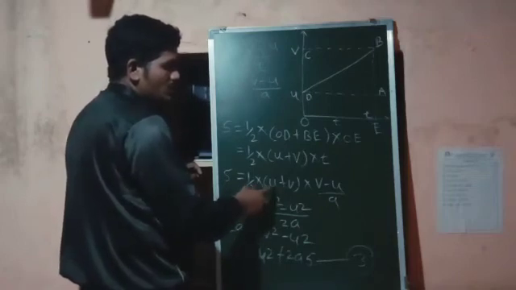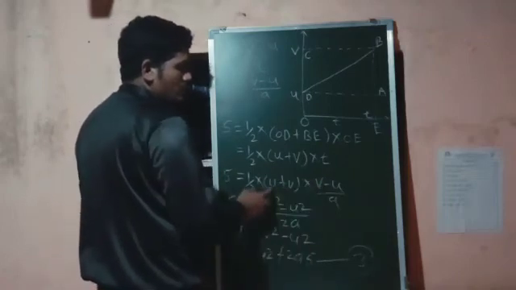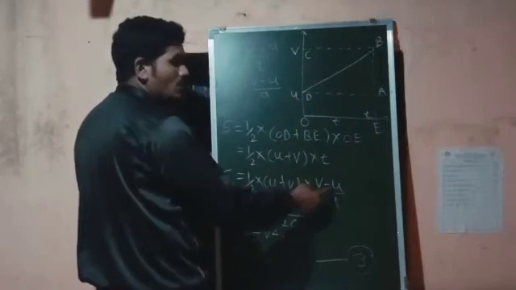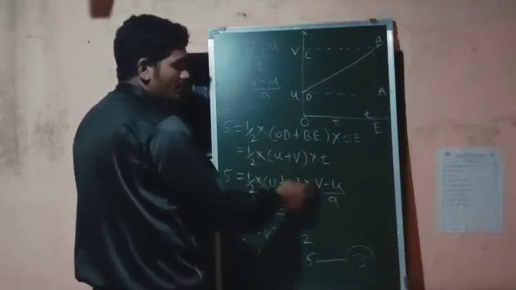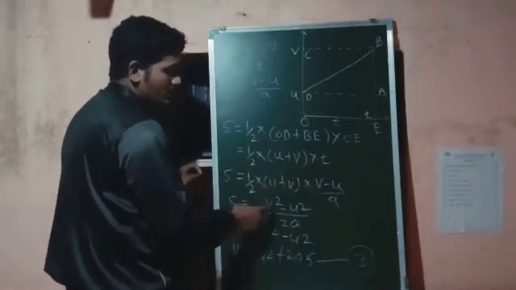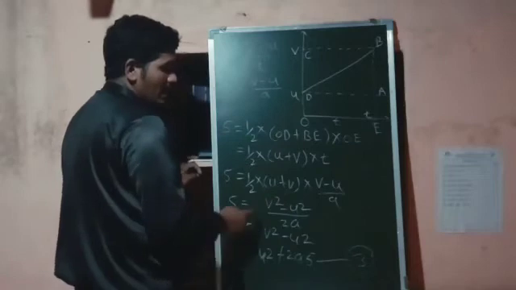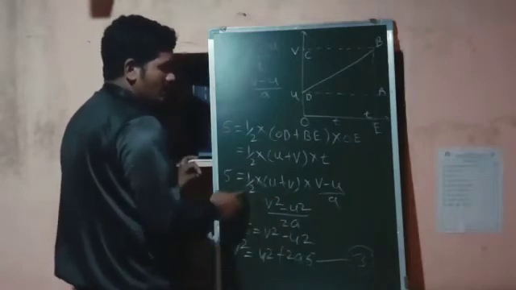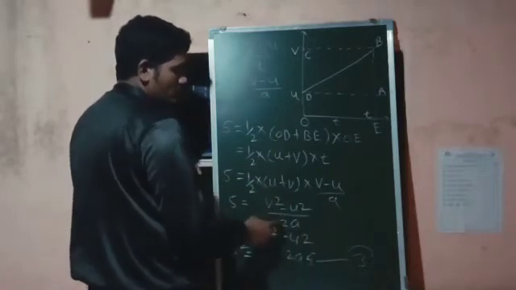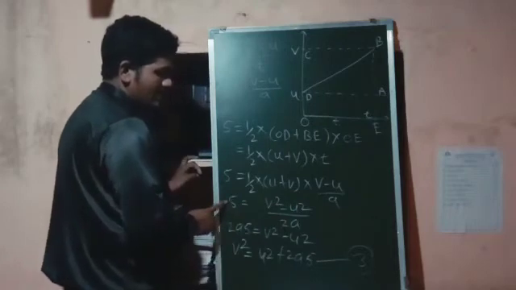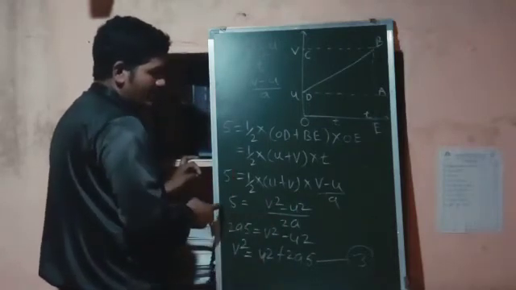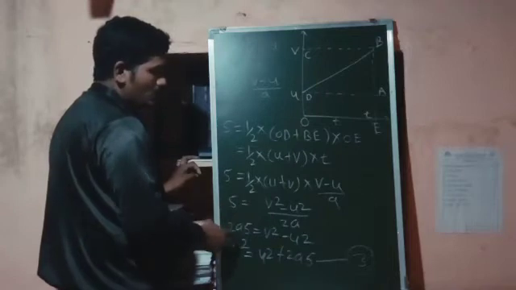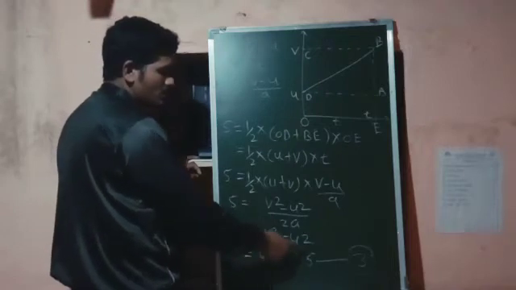U into minus U is equal to minus U square, and V into plus V will be V square. So V square minus U square will be there, and the terms in the denominator are 2 into A, so it is 2A, and S will be as it is. Now I have taken this 2A to this side of the equality sign, so 2AS is equal to V square minus U square.